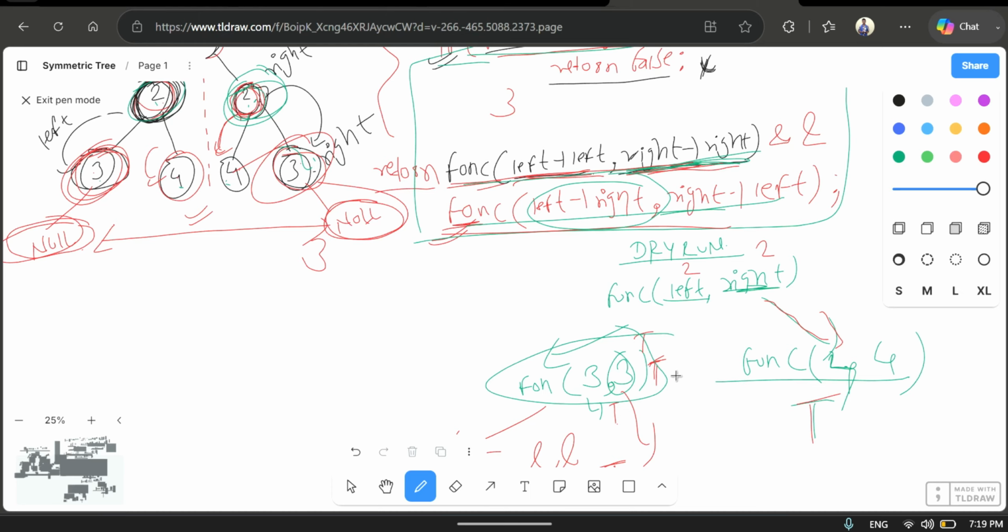Since both of the functions return true, true and true becomes true, and then we will return true from here. If that returns true, it will also return true for its main function call, and then our answer will be true, and then we will return true in our answer. So that is basically the idea. I hope you understood the problem.